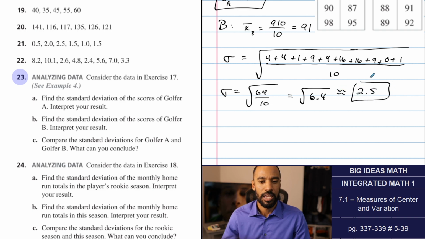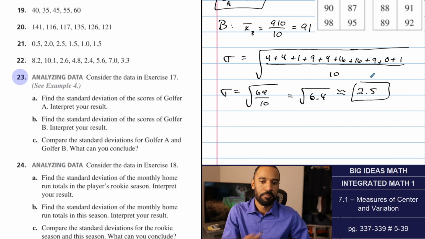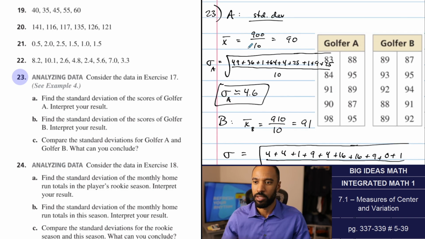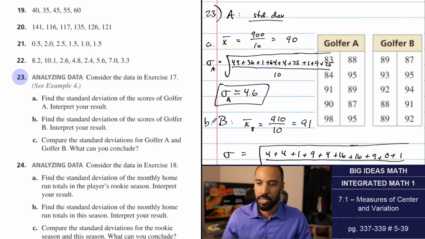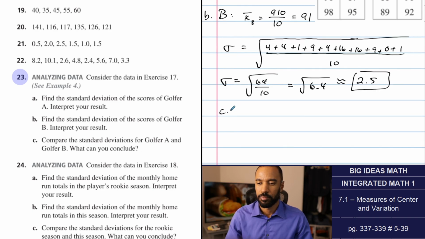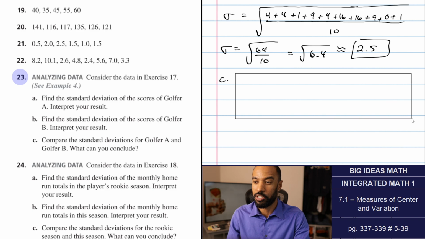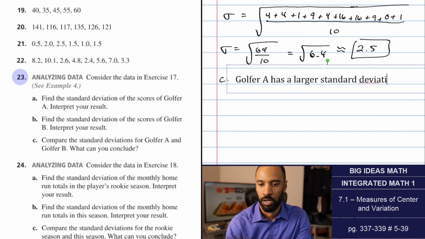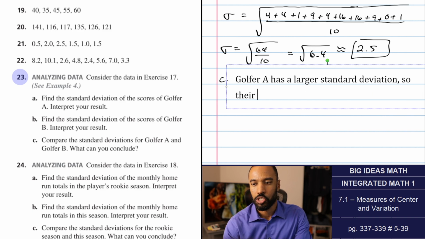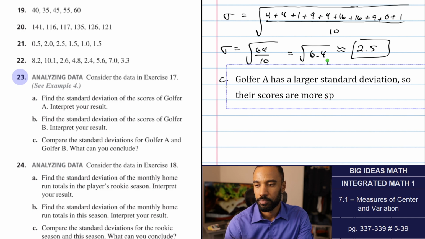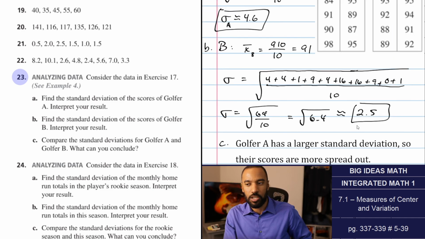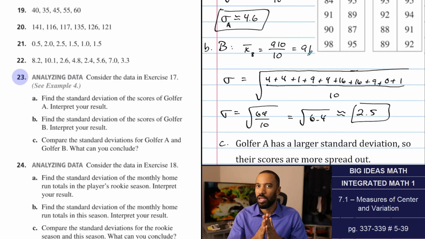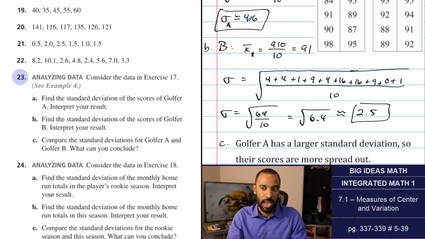Significantly smaller standard deviation. It says compare the two. Compare the standard deviations. Hold on, I didn't call this part A and part B. So part A, part B. Part C, golfer A has a larger standard deviation. So their scores are more spread out. Right? Standard deviation just explains how far your numbers are from the mean as a whole, in both plus or minus realm. And this one has more spread.